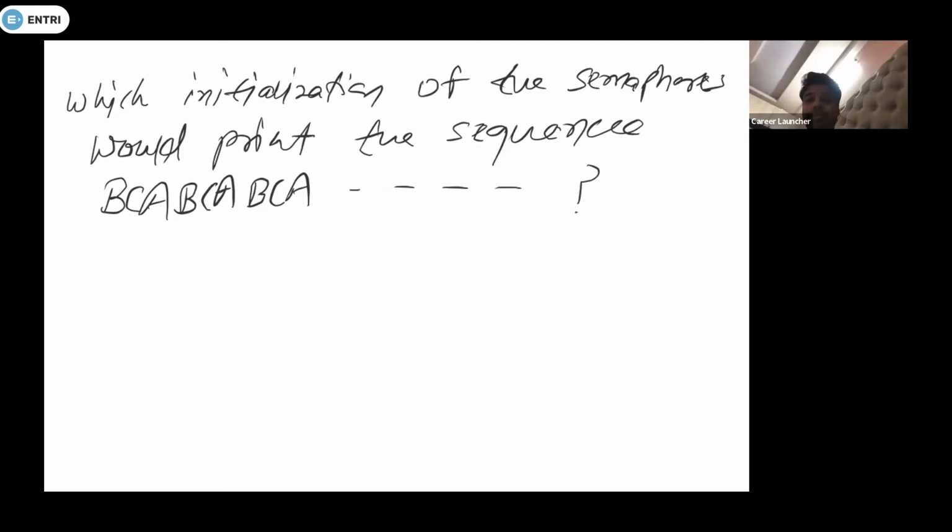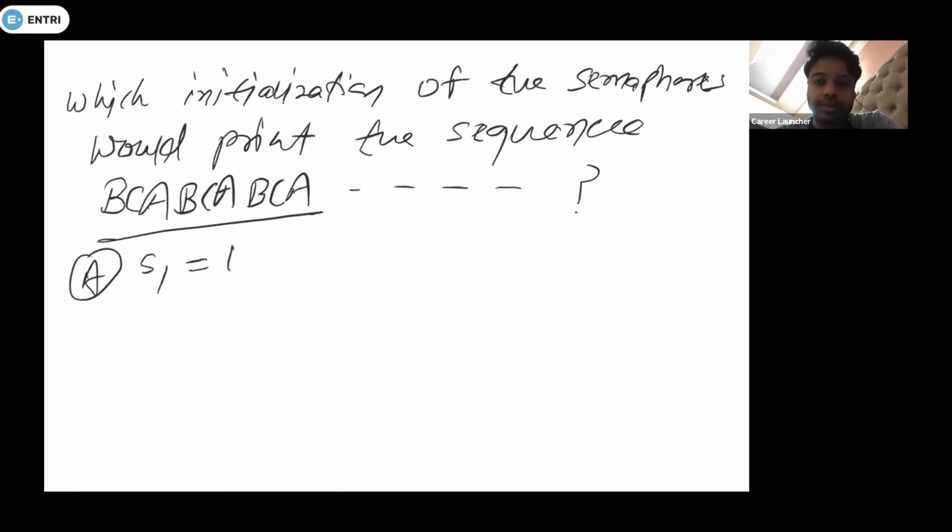So here, which initialization of the semaphores would result in BCA BCA being printed in an infinite sequence? Option A is S1 is 1, S2 is 1, S3 is 1.